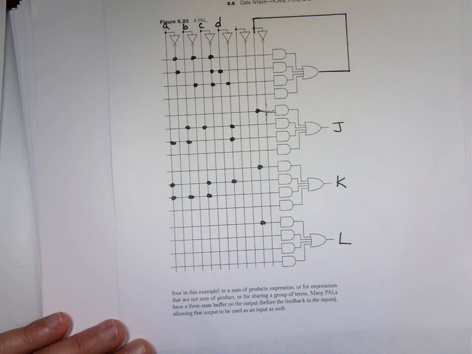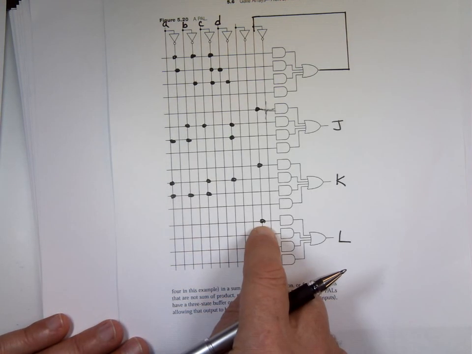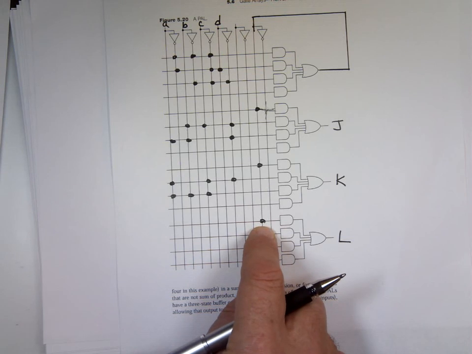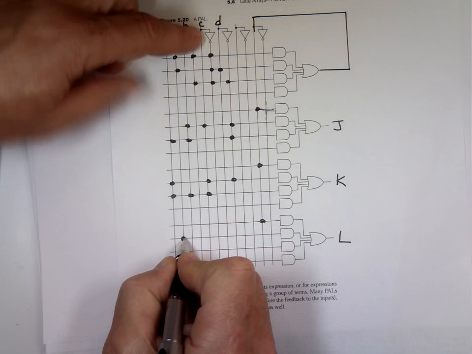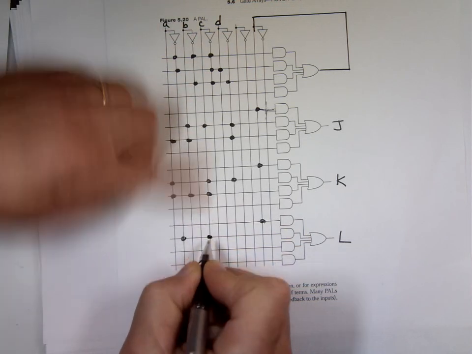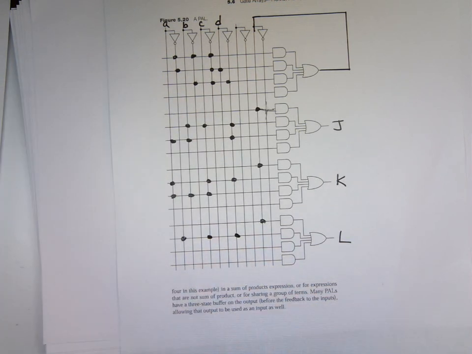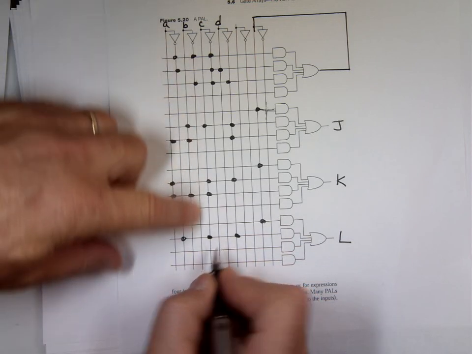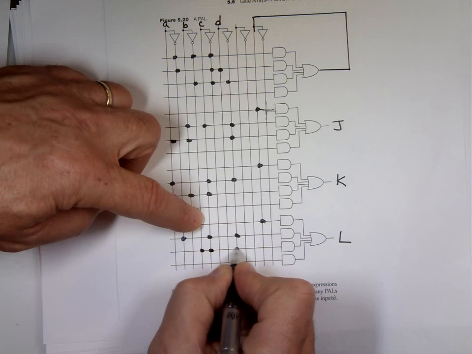L. I already got 3 of them going to it right there. What do we have left? A bar, C, D bar. A bar, C, and D bar. And the other one, B bar, C, D bar. B bar, C, D bar. And now I get L.